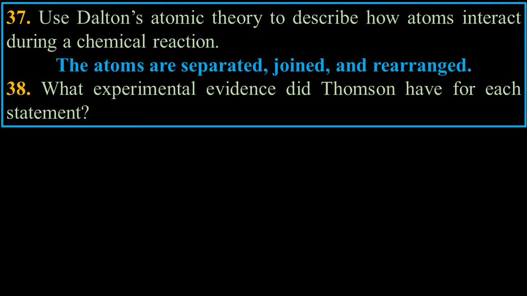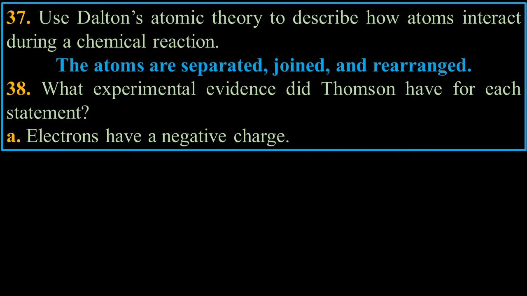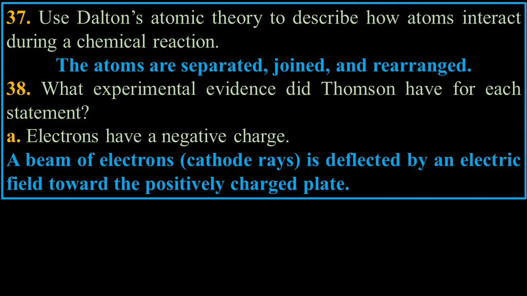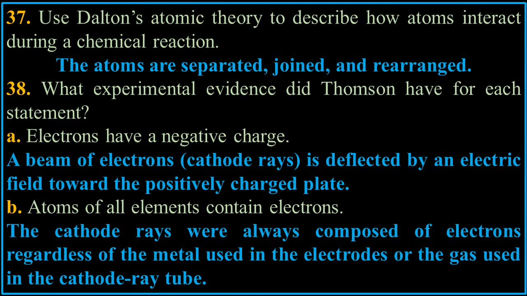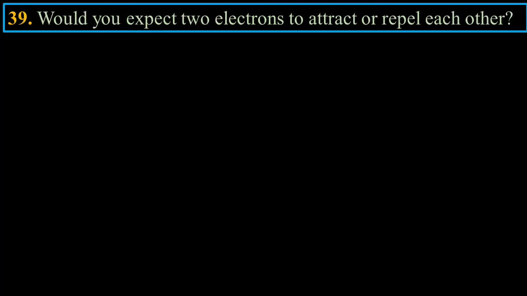What experimental evidence did Thomson have for each statement? Electrons have a negative charge. What is the evidence of his plum pudding model? A beam of electrons is deflected by an electric field toward the positively charged plate. Atoms of all elements contain electrons. They all contain electrons. So what's the story? The cathode rays were always composed of electrons, regardless of the metal used in the electrodes or the gas used in the cathode ray tube. So he didn't see any real difference between them.